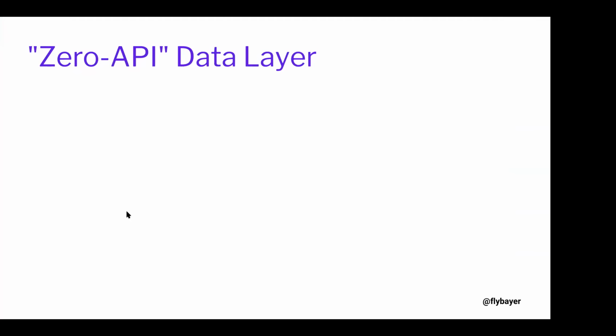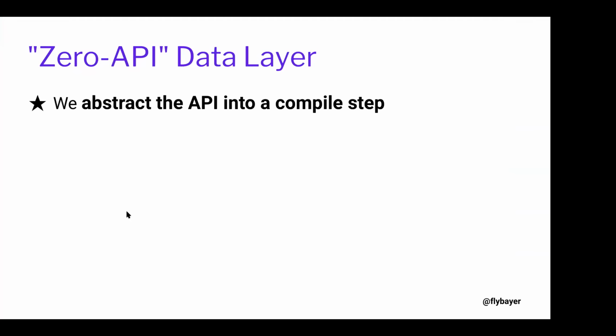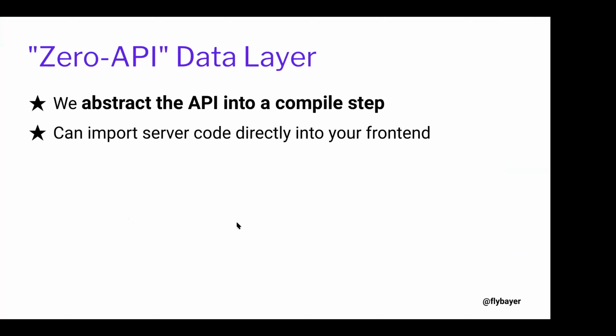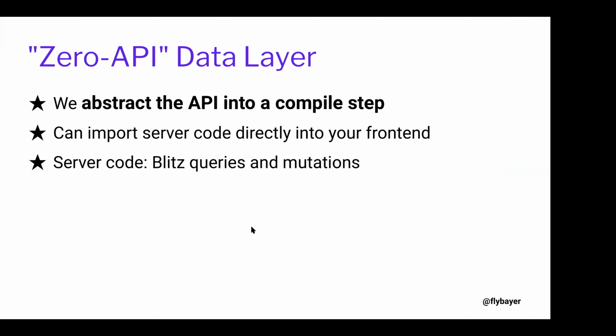All right, now let's talk about this zero API data layer thing, is what we call it. So what happens is we abstract the API into a compile step. There is indeed an API at runtime, an HTTP API between the front end and the back end. But as a developer, you don't have to really know about it or mess with it unless you're doing something really complex. So we let you import server code directly into your front end. And the server code is called Blitz queries and mutations.